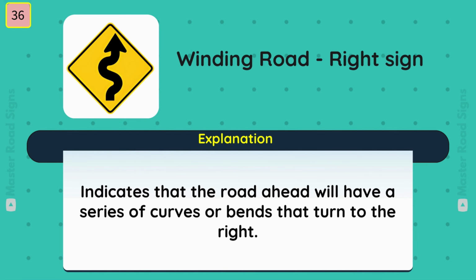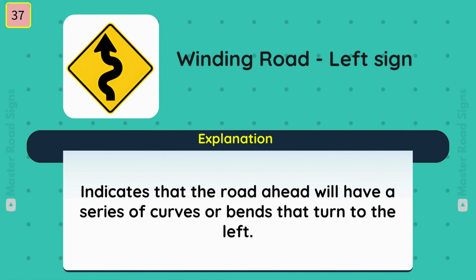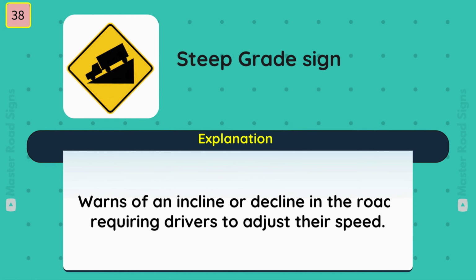Winding road, right sign, indicates that the road ahead will have a series of curves or bends that turn to the right. Winding road, left sign, indicates that the road ahead will have a series of curves or bends that turn to the left. Steep grade sign warns of an incline or decline in the road, requiring drivers to adjust their speed.